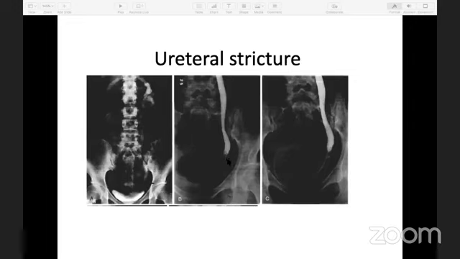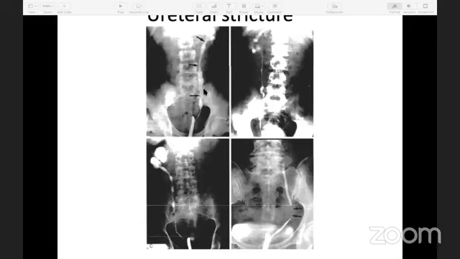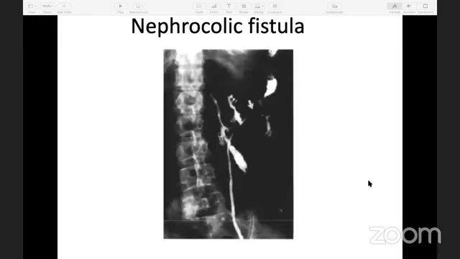Left hydroureteronephrosis due to lower ureteric stricture from tuberculosis. Multiple ureteral strictures seen on IVU and RGP in a patient with GUTB. Left nephrocolic fistula due to tuberculosis. This nephrocolic fistula is more common in pyogenic conditions than tuberculosis.